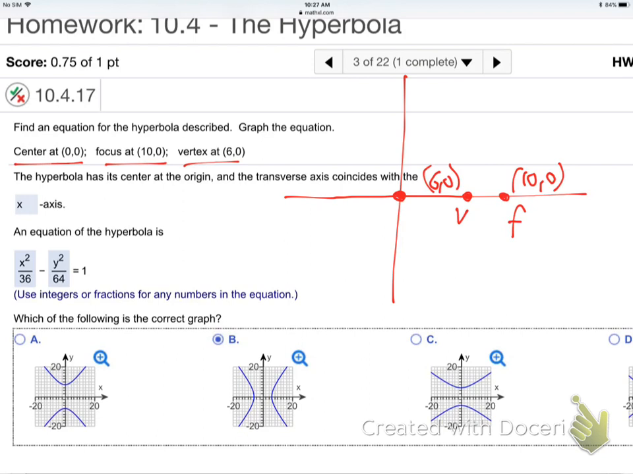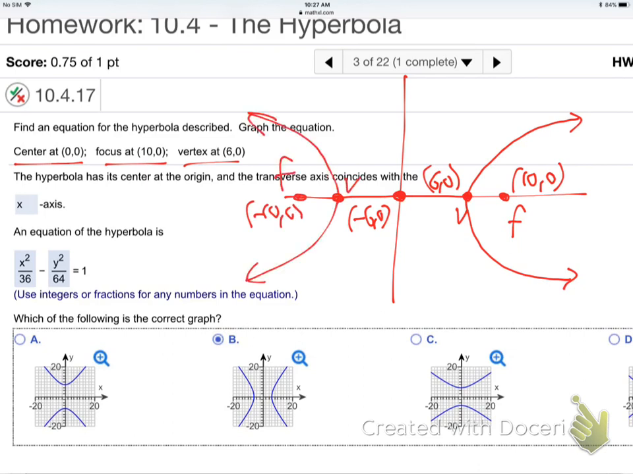Remember, the focus points are always inside the branches. So the branches are going to go like this, and the focus point is inside, like for all the shapes. Focus points are always inside the branches. And then if one of the vertices is at 6, 0, where's the other one going to be? Back 6, yeah, totally. Back 6, 0. And then the other focus is at back 10, 0. Branches going right, left, like that. So there's the two vertices.